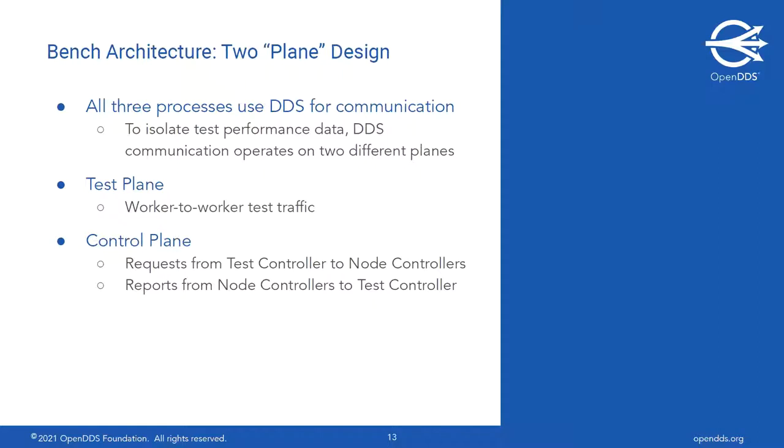Since these two planes are completely separate, it's worth noting that these don't even need to be using the same OpenDDS configuration for discovery or transport, or even the same version of OpenDDS. The control plane could potentially be using something like a stable version of OpenDDS with a centralized discovery mechanism like the InfoRepo. But the test plane could then potentially be using the latest and greatest changes to RTPS in order to test the performance changes there. Currently, almost all of the use cases for Bench are using the same version of OpenDDS for all three processes, but it's definitely possible to mix and match.